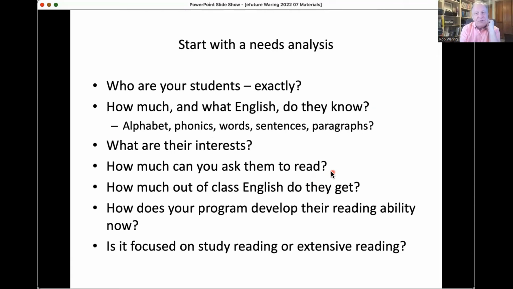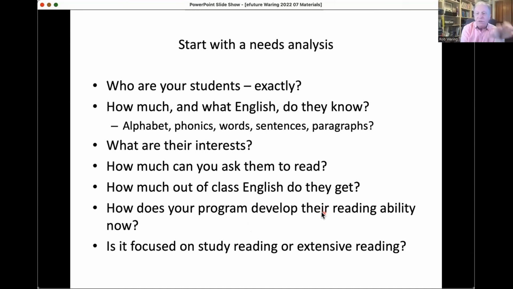Do they have enough free time to do 30 minutes a week, or an hour, or 2 hours, or 3 hours? How much time do they actually have to read? And how much English outside your class do they get? Do they have another class that's outside your school?